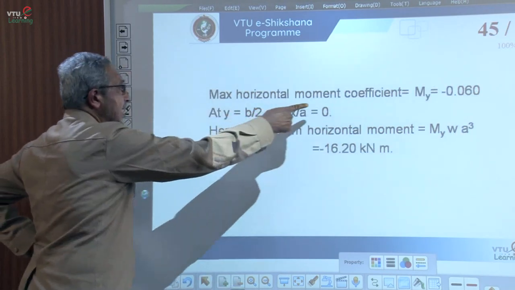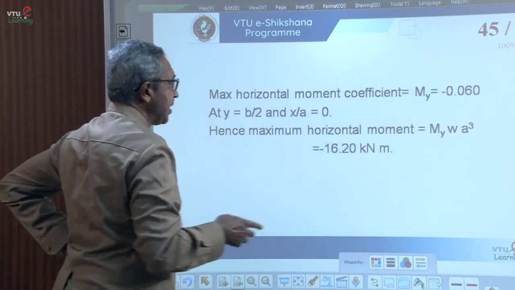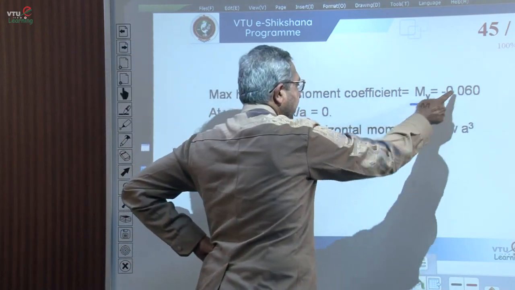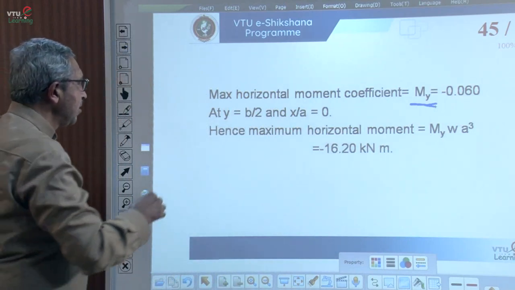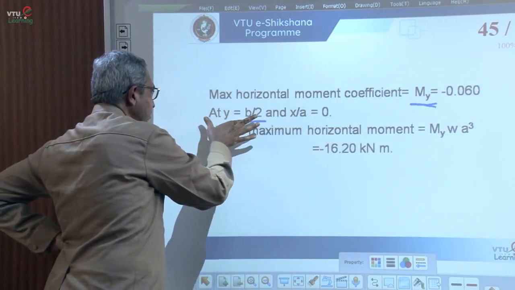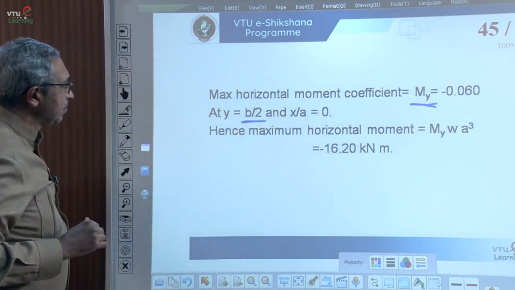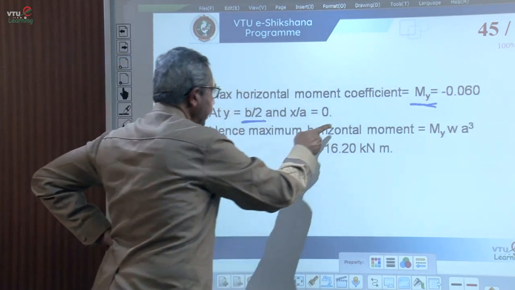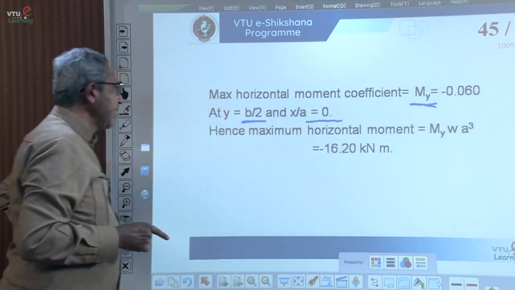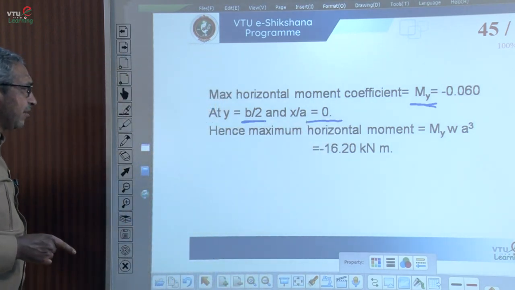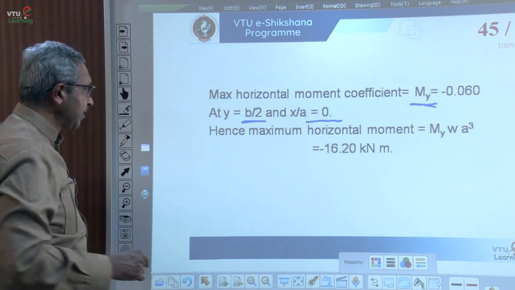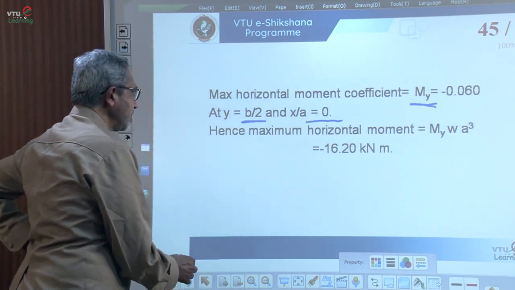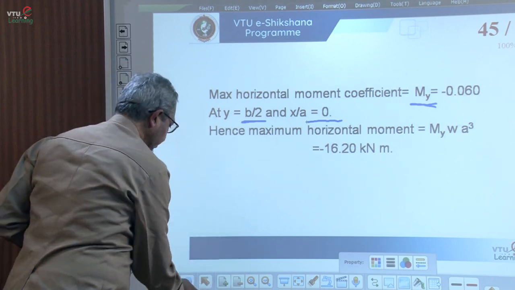Next, the maximum horizontal moment coefficient My is obtained as minus 0.06. This is obtained at a value of y equal to b by 2 and x by a equal to 0. So let us go back to this one. x by a equal to 0 and y equal to b by 2.